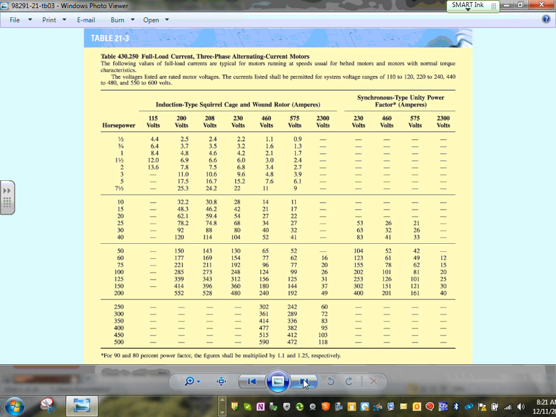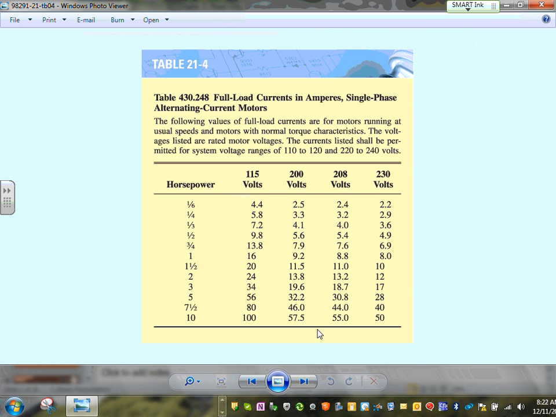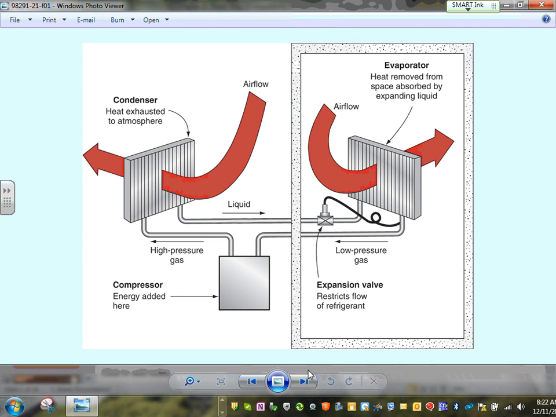So all these full load current tables, you guys are very familiar with this table, how to find the full load current for different motors, single phase and 3-phase. And that will bring us into the refrigeration cycle.